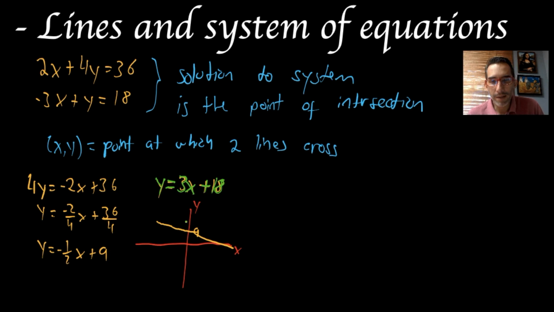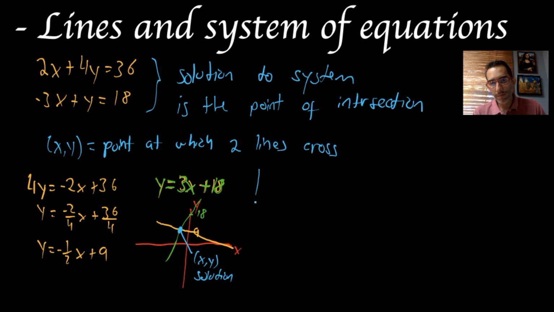Now, for the green line, the y-intercept is 18, so it should be double, so maybe this could be the value. And the slope is positive 3, which means the line is going up, and it's much more inclined, so this might be the line. This point right here is where they intersect. This is point (x, y), the solution to the system. The solution of a system of equations is a point (x, y), and graphically that represents the point at which the two lines intersect. Clear? If these lines intersect at any given point, that point is the solution.